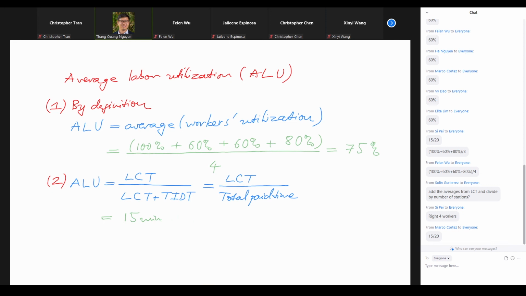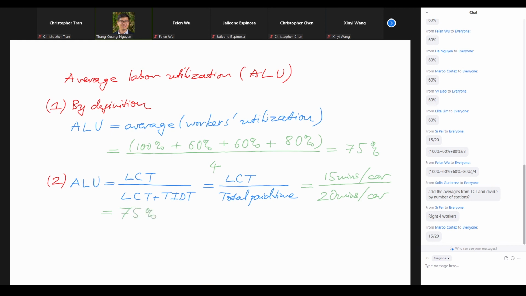maybe I should write it on the other side. So it equals 15 minutes per car. That's the labor content. How much work time is required per car? And divided by the total paid time, if you look at the table, we calculated the total earlier, it is 20 minutes per car, right? So 15 divided by 20, or 3 divided by 4, then we also have 75%. So actually the second method is equivalent to the first method.